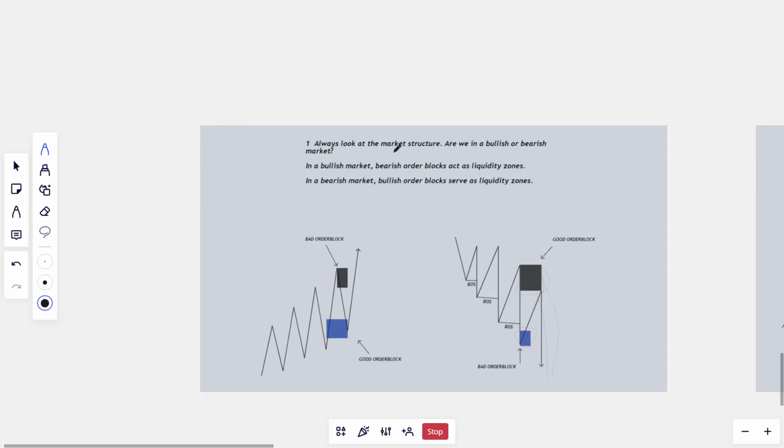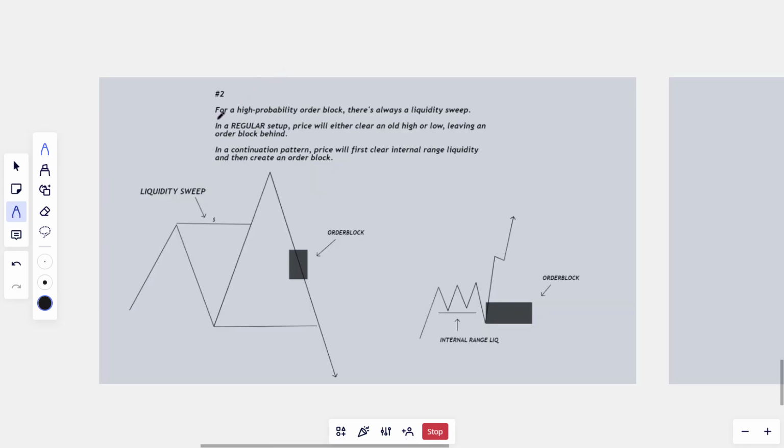What type of market structure are we in? Are we in a bullish or bearish market structure? And then for number two, for a high probability order block, there's always a liquidity sweep. In a regular setup, price will either clear an old high or low, leaving an order block behind. And in a continuation pattern, price will first clear internal range liquidity and then create an order block.